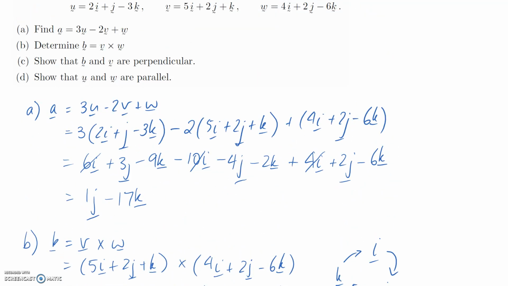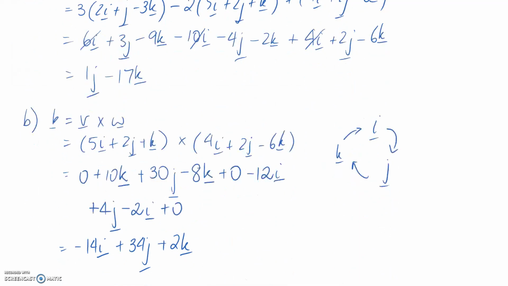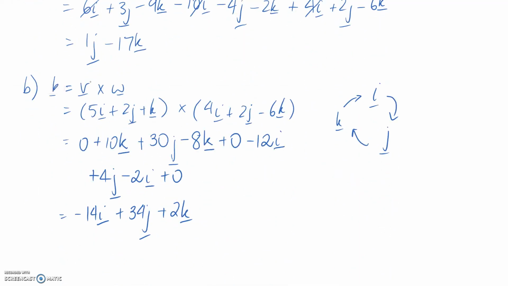So next up we have part C, which is to show that B and V are perpendicular to each other. Now we know that this should be true simply because B was the cross product of V and W. So we know that when we do a cross product, what comes out needs to be perpendicular to each vector that was included in the cross product. So that means that B should be perpendicular to V, and it also should be perpendicular to W.